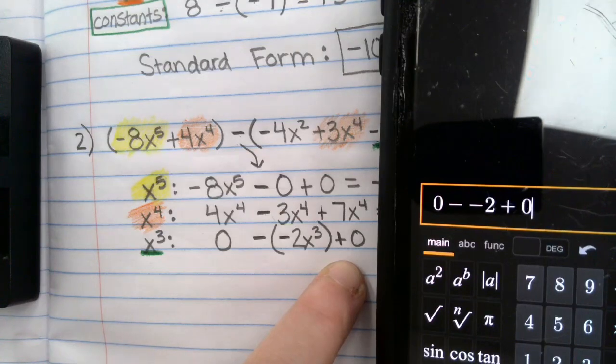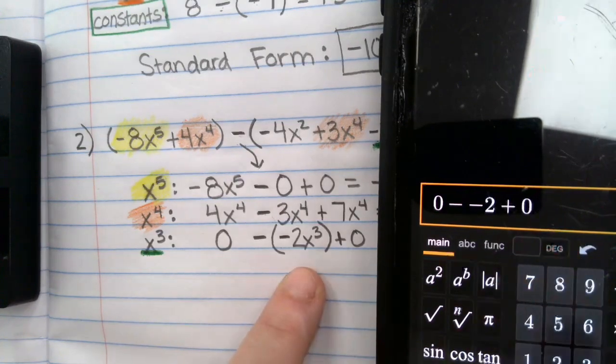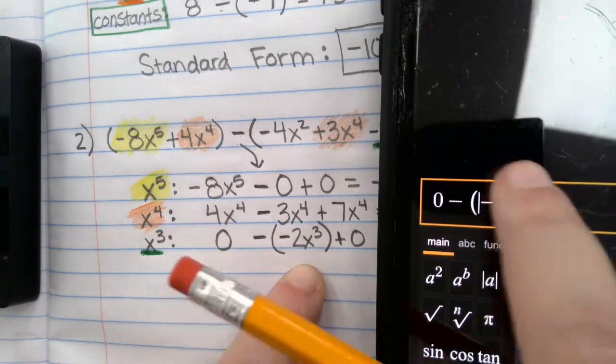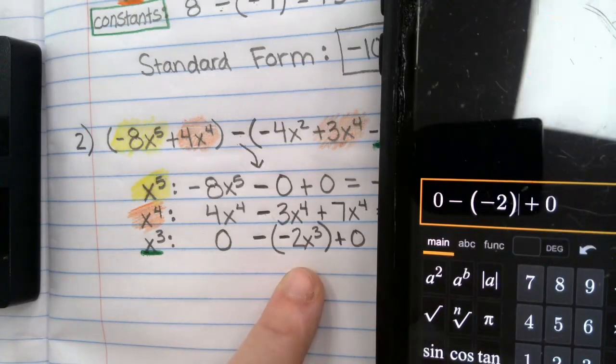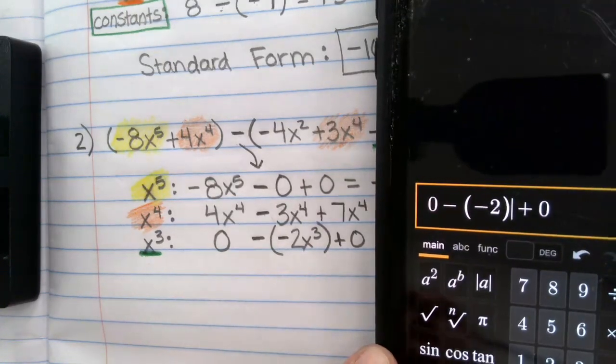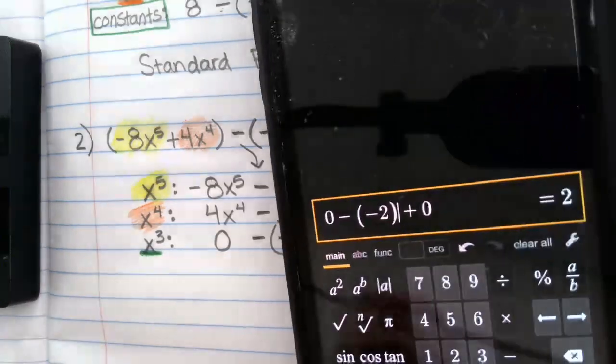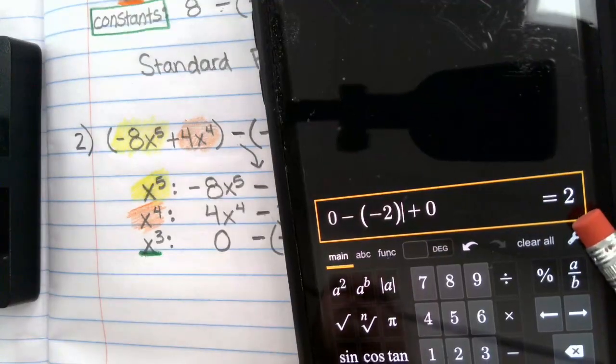But all right, 0 minus negative 2 plus 0. If we need to type that in our calculator, we can. Make sure we have that minus negative. We could put in parentheses there. Do we have to? No. Desmos is smart enough to know if you use Desmos. If you use your own calculator on your phone, you might need to. And we end up with a positive 2.